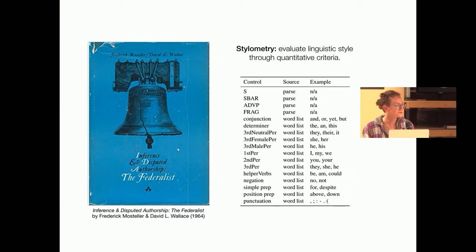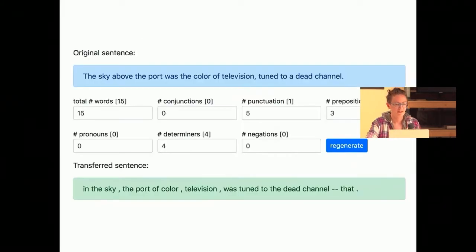And so we also use a neural network where we give it a sentence and we say, here's the counts of all these different features, and then you can change those counts and say, rewrite this sentence with a new set of features. So here's a famous opening line from Neuromancer. The sky above the port was the color of television, tuned to a dead channel.